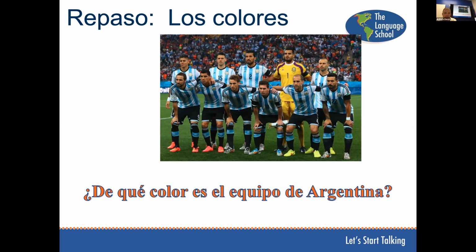Francis, ¿de qué color es el equipo de Argentina? Blanco y azul. Bien. And then just to elaborate, this particular color of blue is sky blue, which in Spanish you would say celeste. So blanco y celeste. Blanco y celeste.